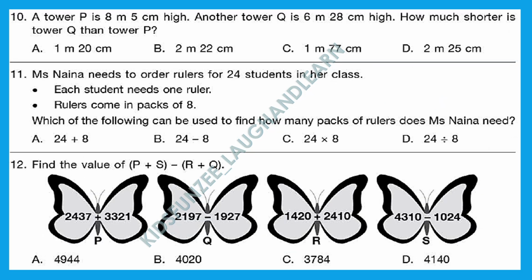Question 10. A tower P is 8 meter 5 centimeter high. Another tower Q is 6 meter 28 centimeter high. How much shorter is tower Q than tower P? So let's at least bring both to a common base, right? We'll convert P and Q into centimeters only, and then we will do the subtraction, because we have to find the difference.